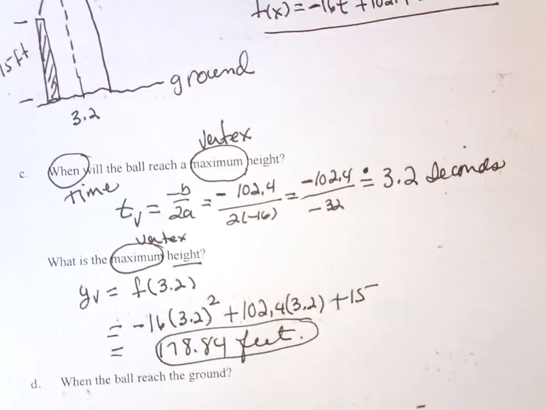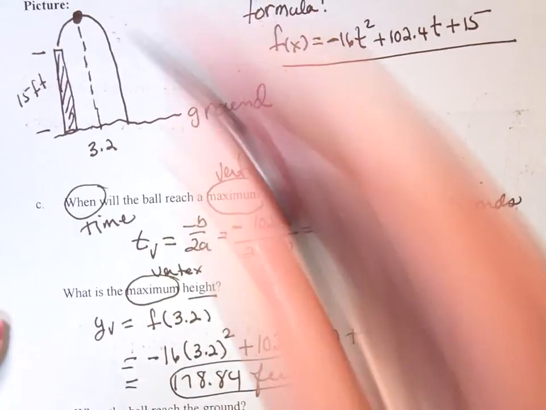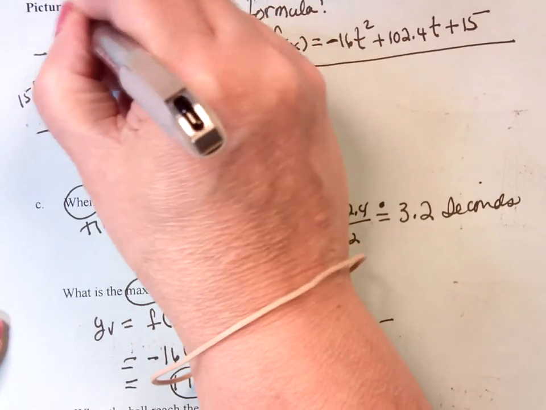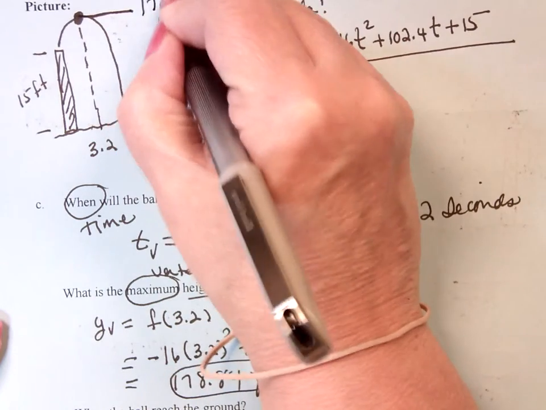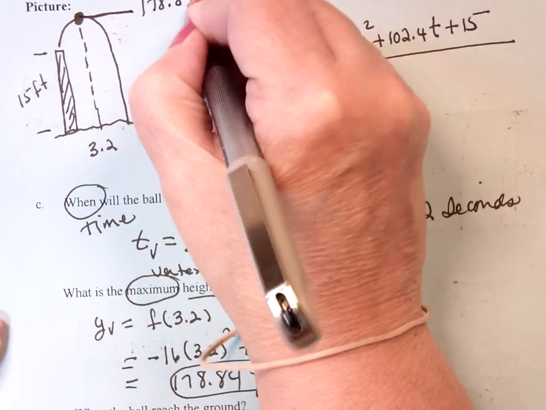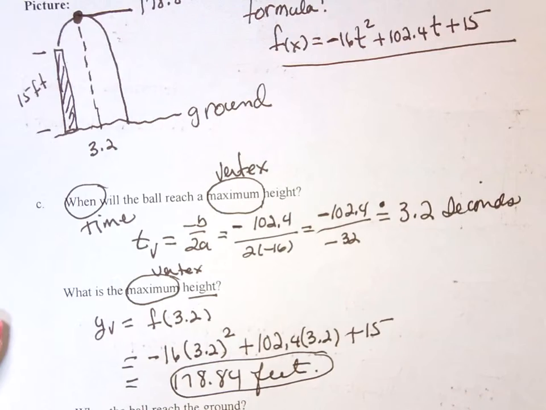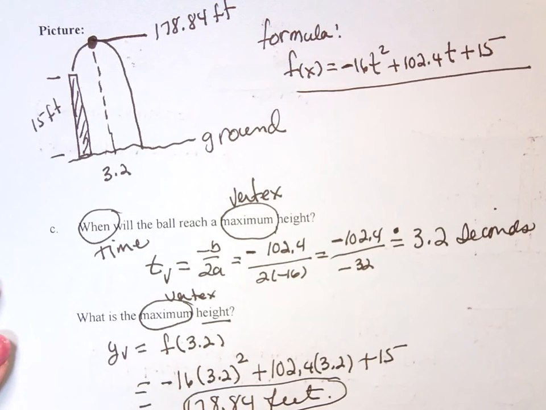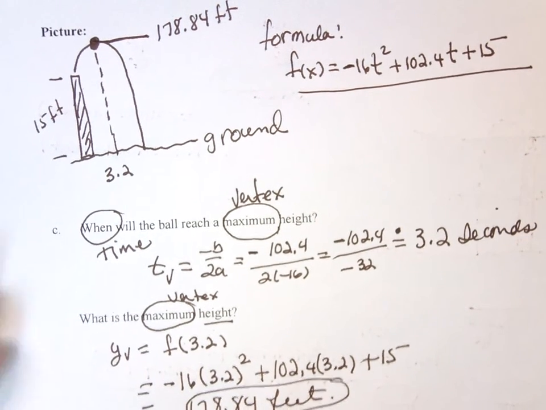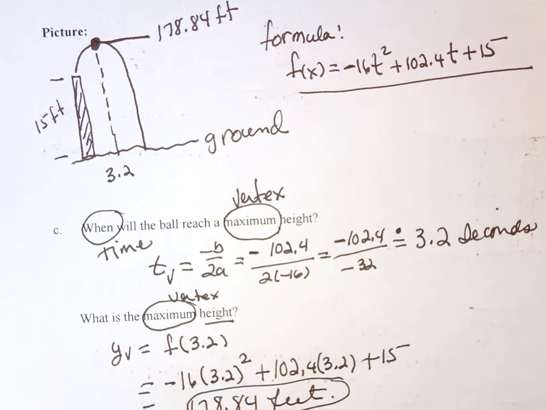Now, from the picture point of view, that means this point right here, this height is 178.84. So that's the highest it gets before it starts coming back down.